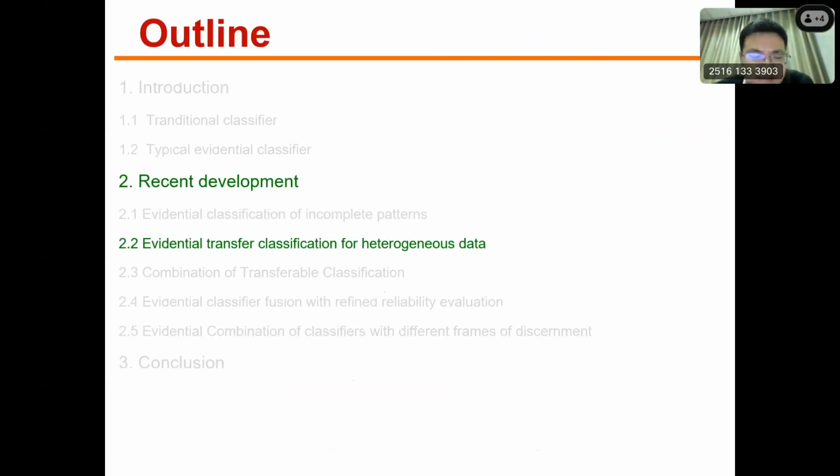The second one is about evidential transfer classification for the heterogeneous state.